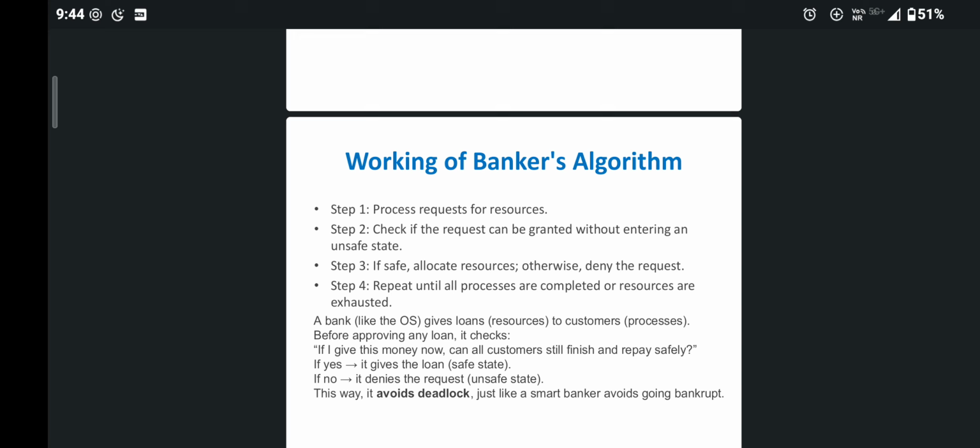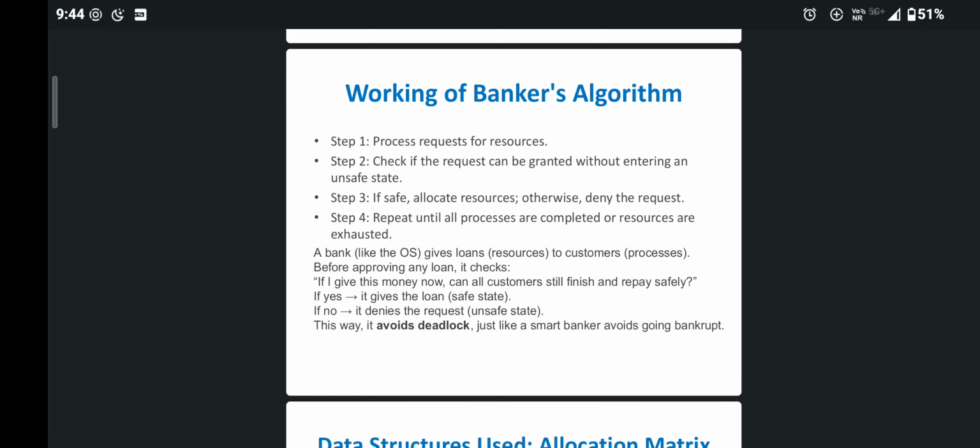Okay, so here is the reason why Banker's algorithm is called Banker's algorithm: because it works like a bank system. In the bank system, the bank is the OS, the loan is resources, and the customers are processes.